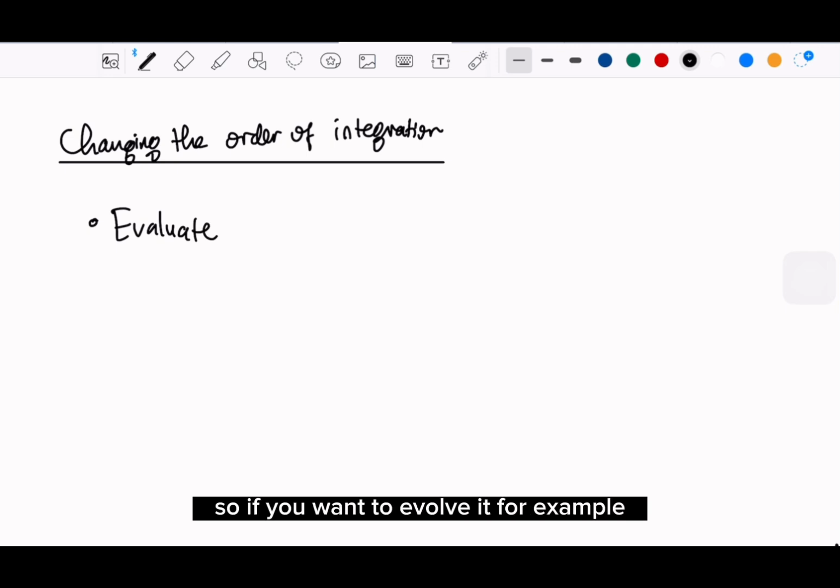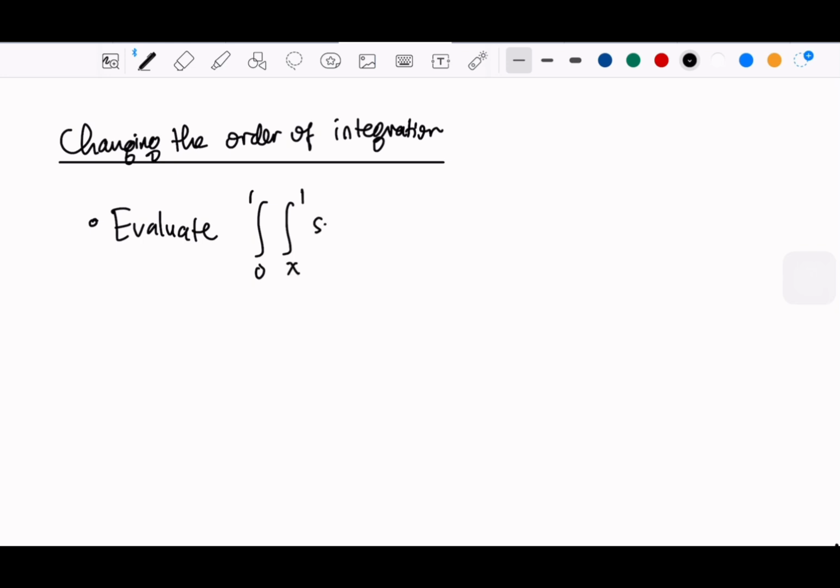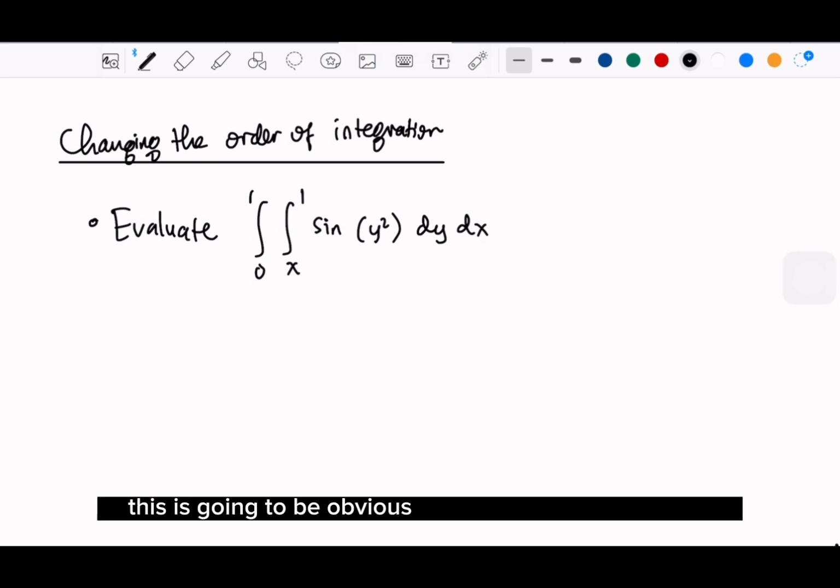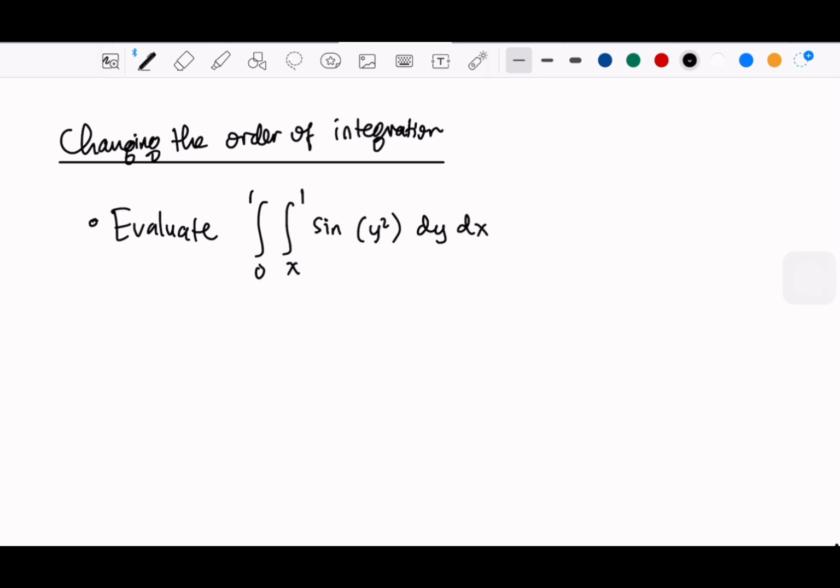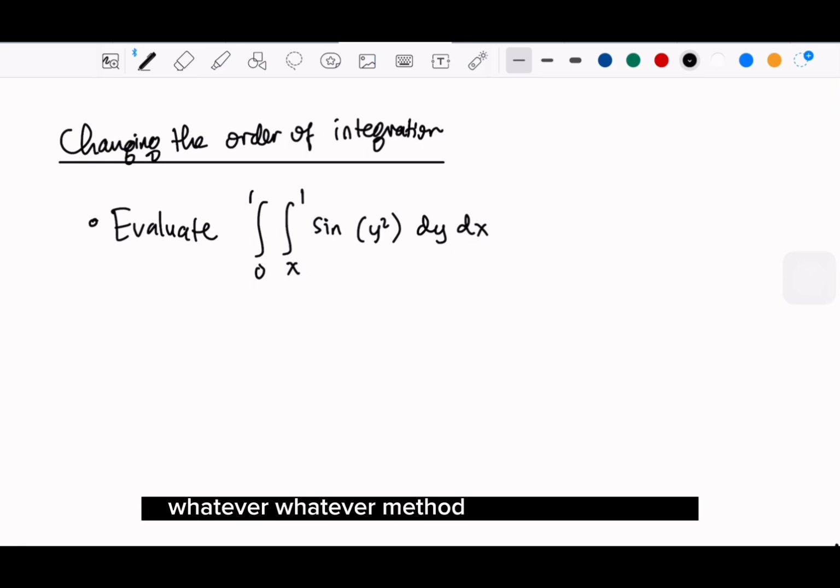So if we want to evaluate, for example, let me just write the iterated integral of x times sine y squared dy dx. From the title, it is obvious that we are going to change the order of integration. But if we force our way to solve the inside integral, sine y squared dy, whatever method we use, this will be very difficult, because this has y squared here.